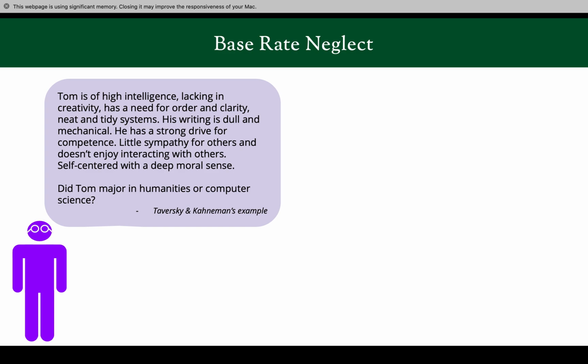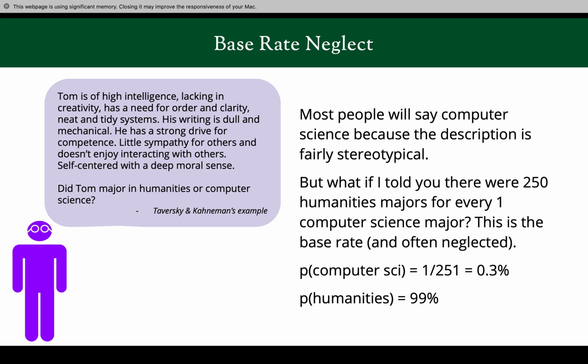This is an old example, okay? So this is a very stereotypical description. I think that does not necessarily apply, but for the sake of this, let's pretend that it does. Most people say that this is a description of a computer science major. But what if I told you that there are 250 humanities majors for every one computer science major in that college? That's the base rate. You know that it's way more common to be a humanities major than a computer science major. So no matter how classic this description is, it's still pretty likely that he's a humanities major, just one who is much more of an introvert.